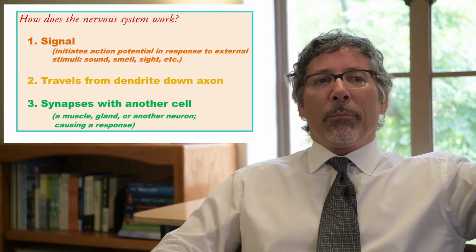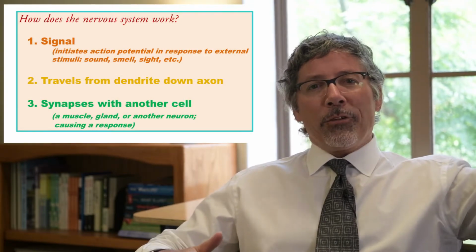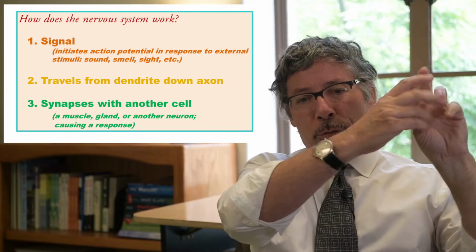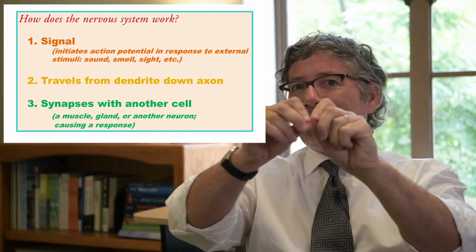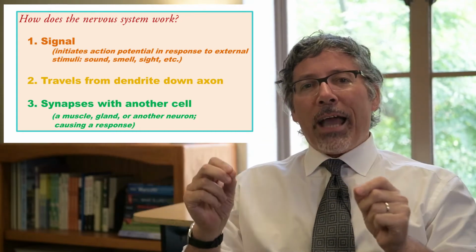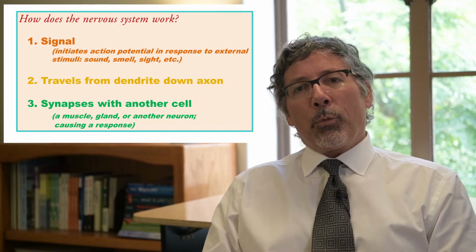Our nervous system works by starting with a signal, something that comes from the outside world that initiates an action potential, travels through the dendrites, through the cell body, down the axon. At the end of the axon, it's going to have a synapse with another cell. We're going to look here at what happens there.